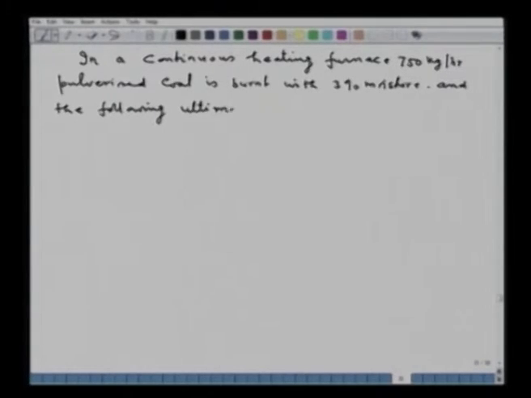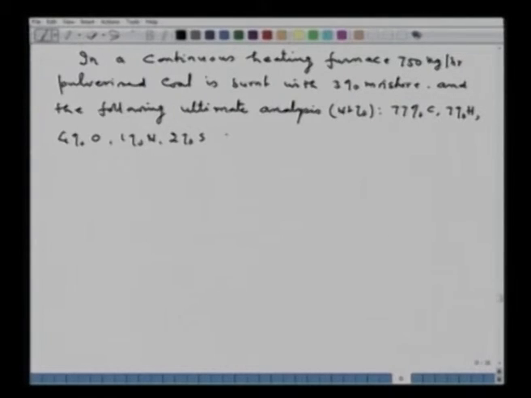Ultimate analysis is given on wet percent. Now, in case it is not mentioned, it is always given on wet percent. That is 77% carbon, 7% hydrogen, 4% oxygen, 1% nitrogen, 2% sulfur and 9% ash.